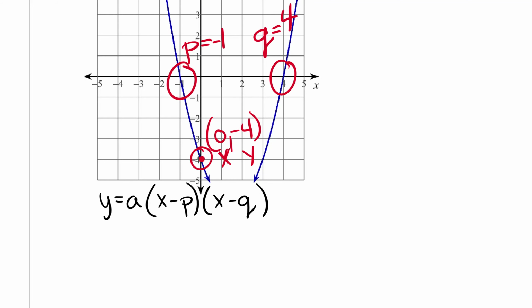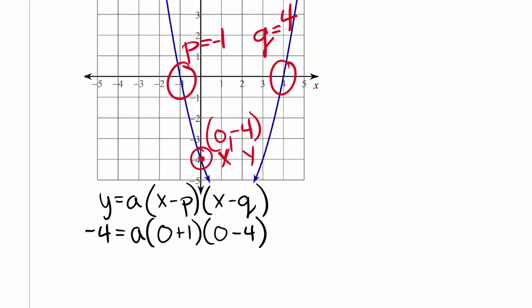So y is negative 4. Remember, I don't have a. X is 0. And then for P and Q, you flip the signs, right? So P I flip to plus 1. X is 0. Q I flip to negative 4.